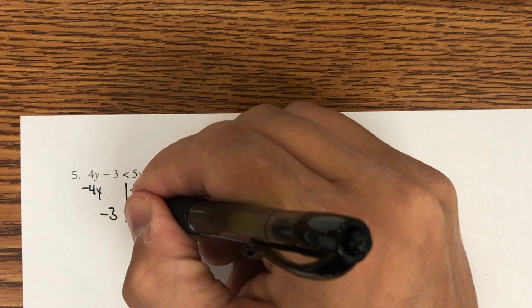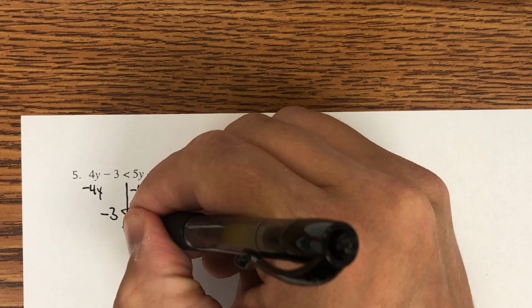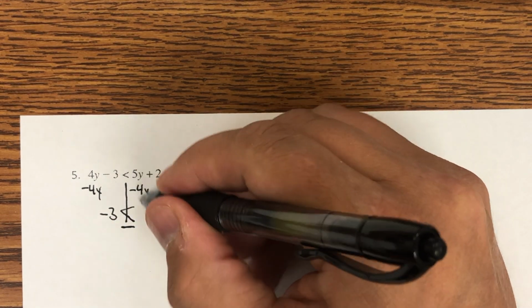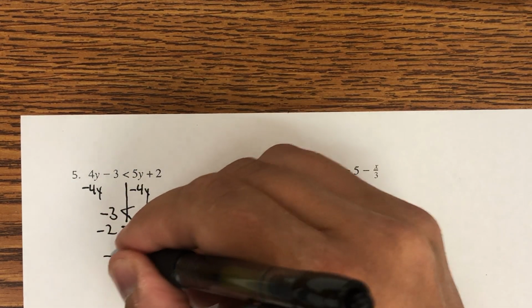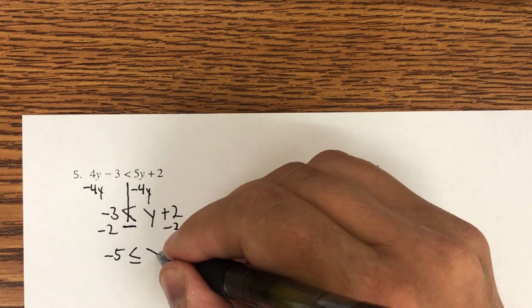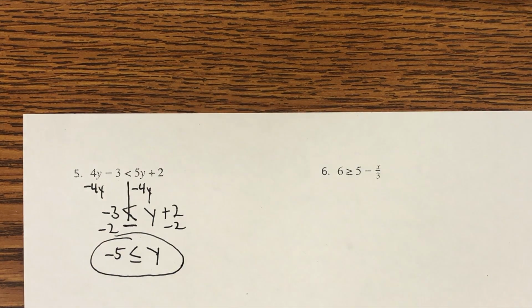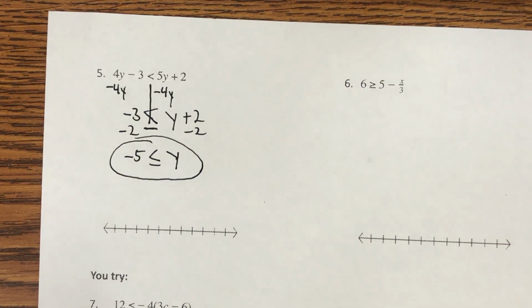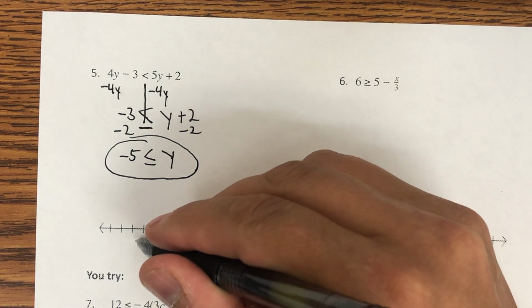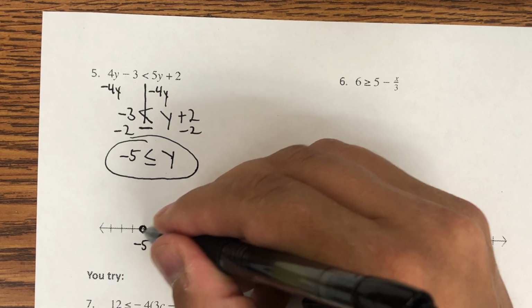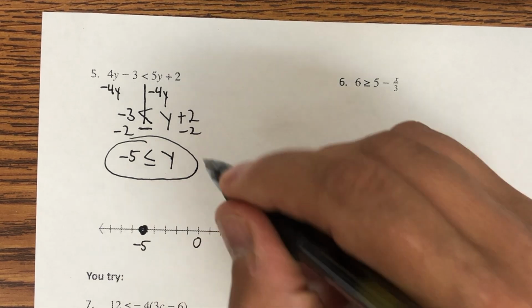Negative 3 is less than or equal to 5 minus 4y plus 2. Subtract 2 from both sides. Negative 5 is less than or equal to y. So, closed circle here on this graph. Put up my 0, 2, 3, 4, negative 5. Closed circle.